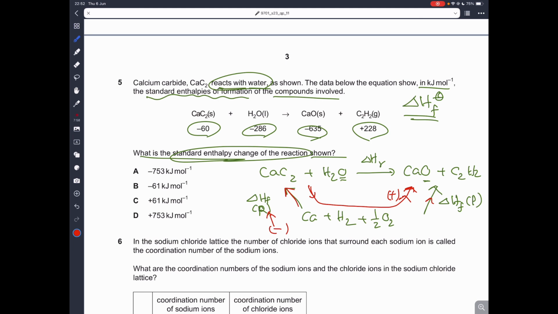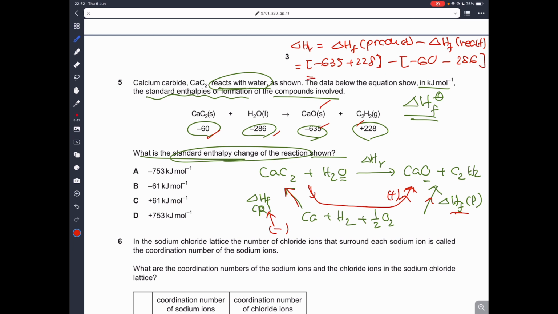So if you take that into account, this is going to be delta HF of the product minus the delta HF of the reactant, right? So delta HR, the enthalpy change of reaction, is going to be brackets minus 635, so product first, right, product, minus 635 plus 228, bracket, minus 60 and minus 2 HCs. Now this gives us an answer of minus 61 kilojoules per mole. You can put that into your calculator and you get minus 61 kilojoules per mole.